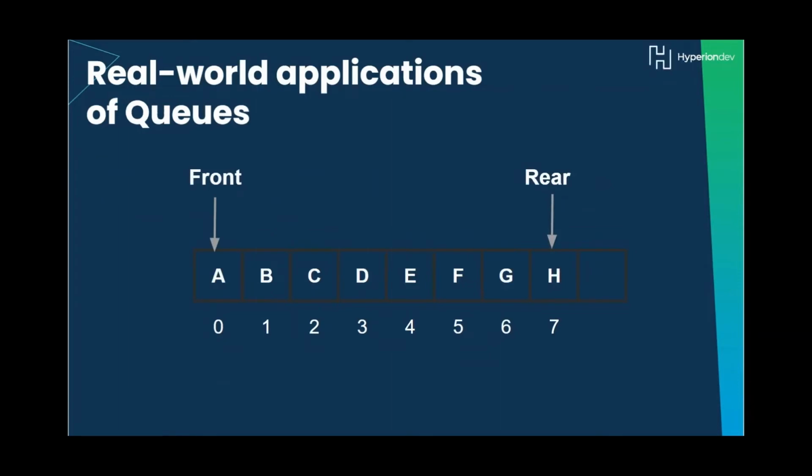Next, we have queues. A queue is also a linear data structure which follows a particular order. In this case, it is first in, first out. A quick real world example would be a single lane or one-way road where the vehicles that enter first exit first. Other types of queues are circular queues, input restricted queues, output restricted queues, and priority queues.